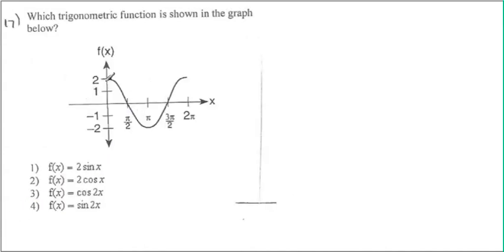Alright, how about this one? It goes as high as 2, as low as negative 2, so we gotta have 2 in the front. But in this case, we are looking at a cosine function here. You see it looks like a C over there? That's the sign of having a cosine function. One way for us to look into it in that way. So choice 2 becomes our answer.